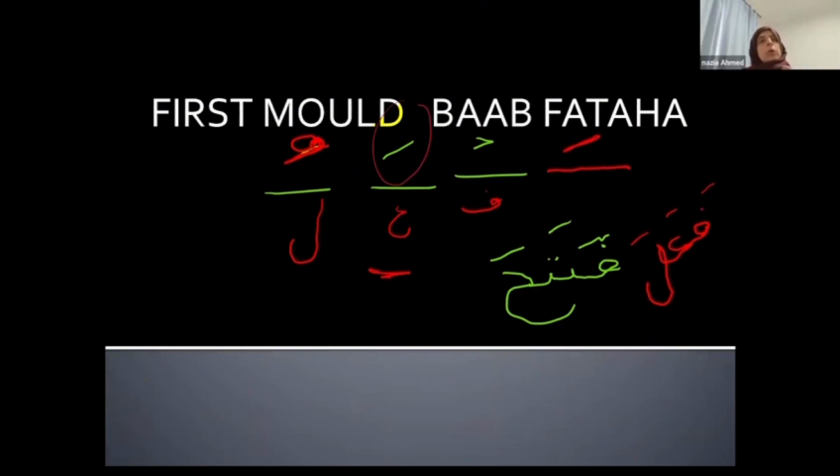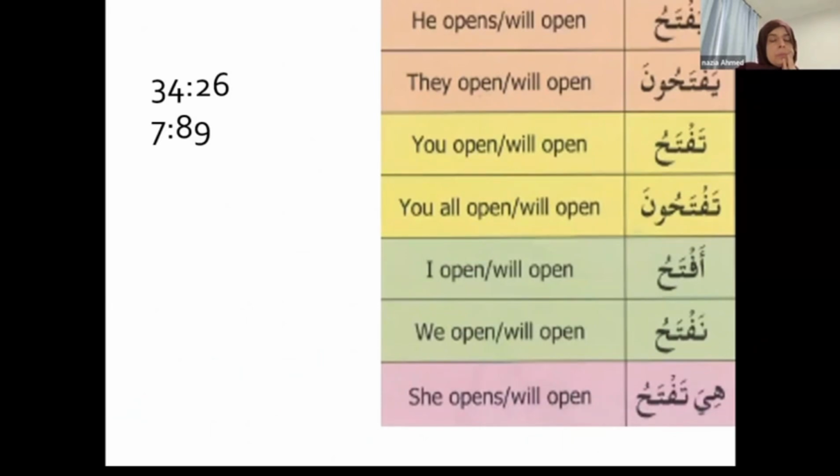Now, so very first mold, as I said to you before, it's called bab fataha, where the kalima ain has got fatha on it. So in the past tense it was fataha, now it is yaftahu. So yaftahu, yaftahuna, taftahu, taftahuna, aftahu, naftahu. So there's no feminine or duals. Okay, this is feminine. I'm going to bring the whole conjugation at the end.